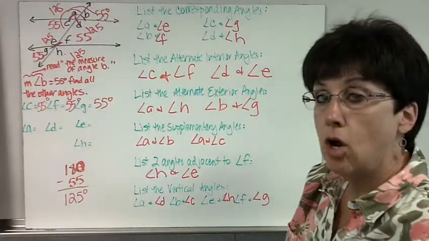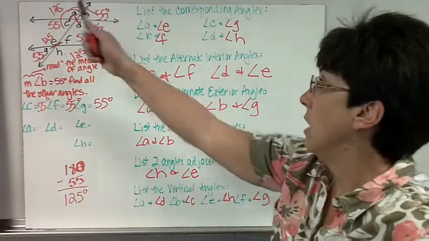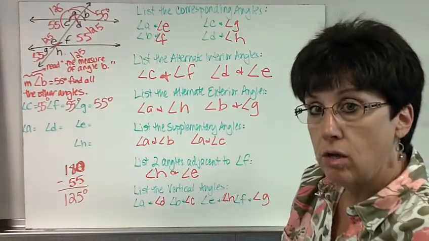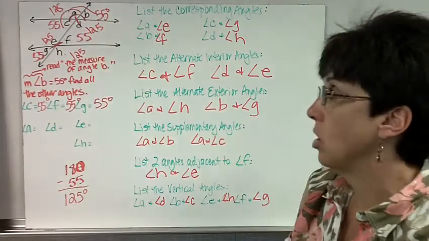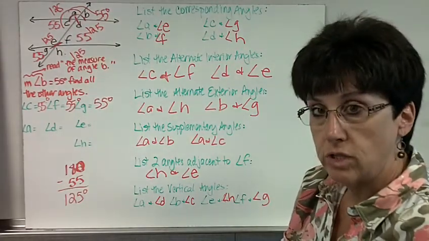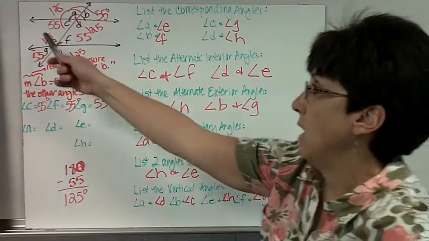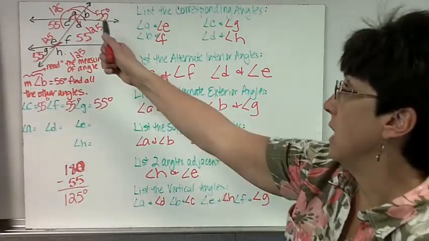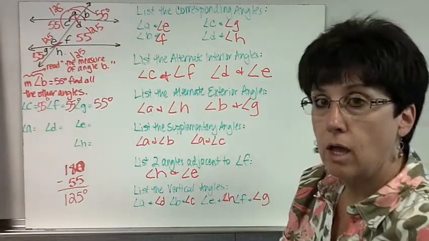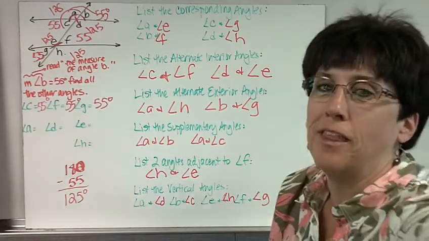angle A and angle D are vertical, angle A and angle E are corresponding, angle A and angle H are alternate exterior angles, angle E and angle H are vertical angles, and angle D and angle H are corresponding angles. That's it.